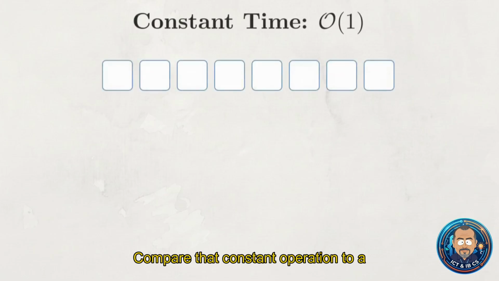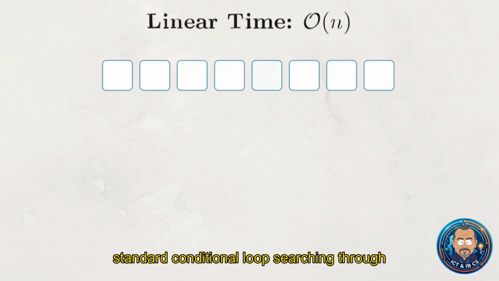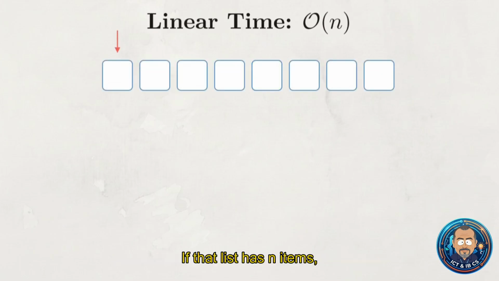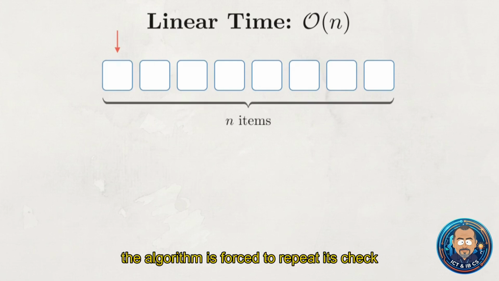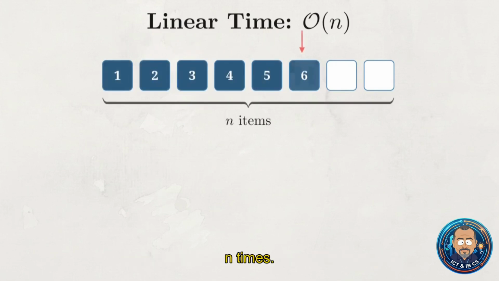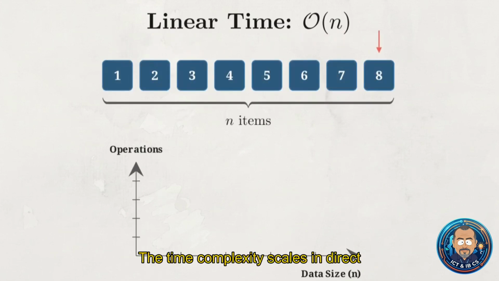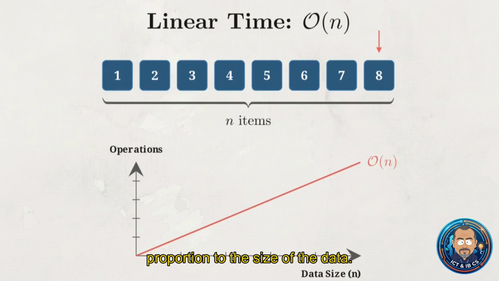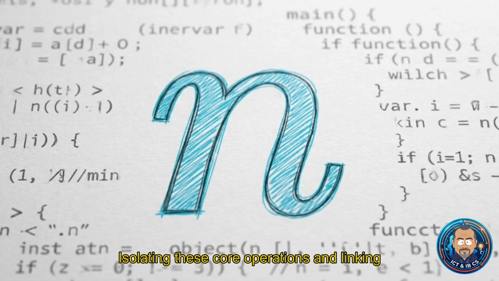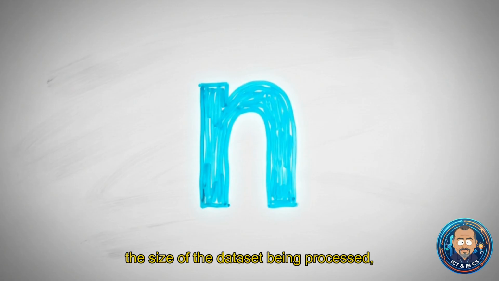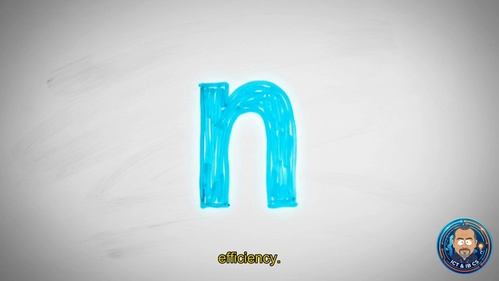Compare that constant operation to a standard conditional loop searching through a list. If that list has n items, the algorithm is forced to repeat its check n times. The time complexity scales in direct proportion to the size of the data. Isolating these core operations and linking them to n, a variable representing the size of the dataset being processed, forms the primary foundation of calculating efficiency.